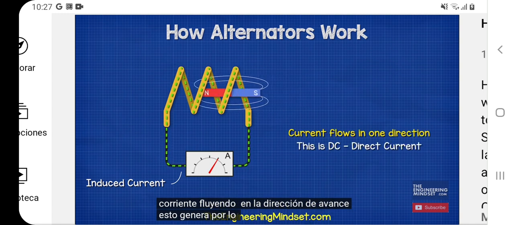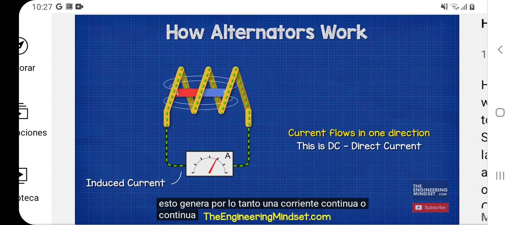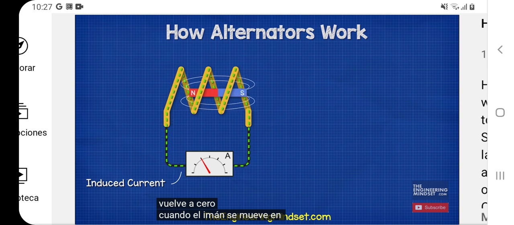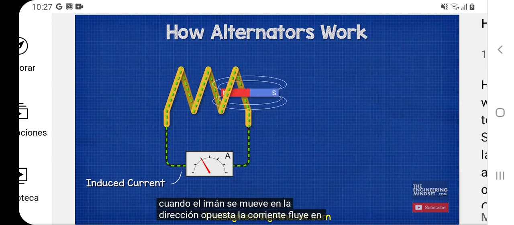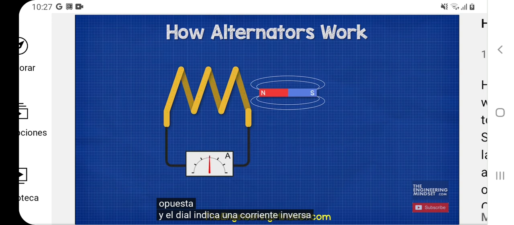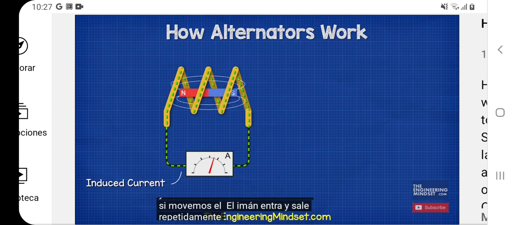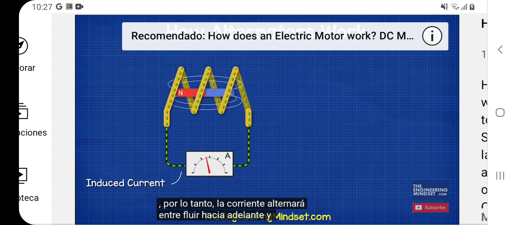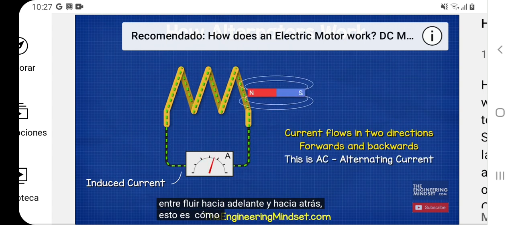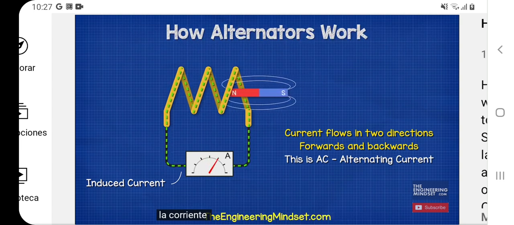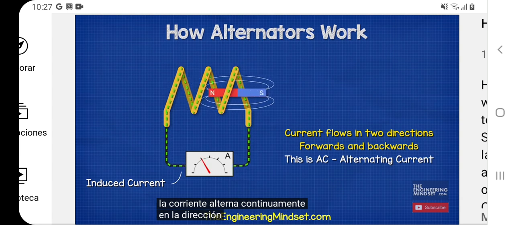This is therefore generating a DC or direct current. When the magnet stops moving, the dial returns to 0. When the magnet is moved in the opposite direction, the current flows in the opposite way, and the dial indicates a reverse current. If we move the magnet in and out repeatedly, the current will therefore alternate between flowing forwards and backwards. This is how AC or alternating current is generated. The current is continuously alternating in direction.